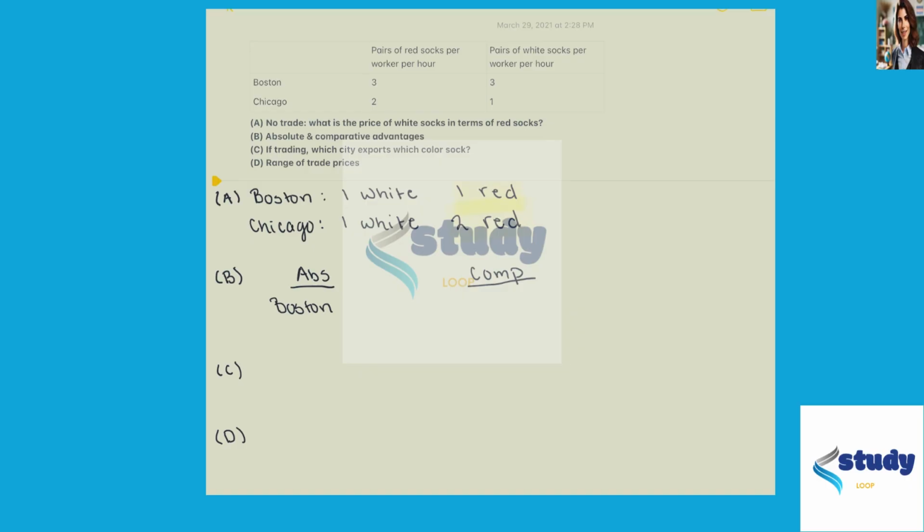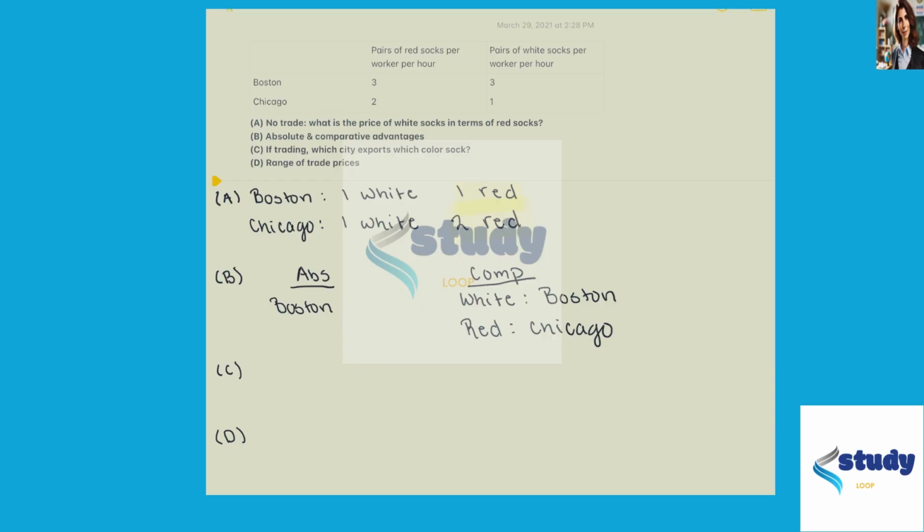So if we wanted to ask ourselves, what is the comparative advantage, or which city has the comparative advantage in producing these White Sox? Well, it's going to be the one with that lower cost. So it looks like that's Boston. And inherently, that means that the comparative advantage for producing Red Sox has to go to Chicago because Boston can't have the comparative advantage in both. So it must go to Chicago.